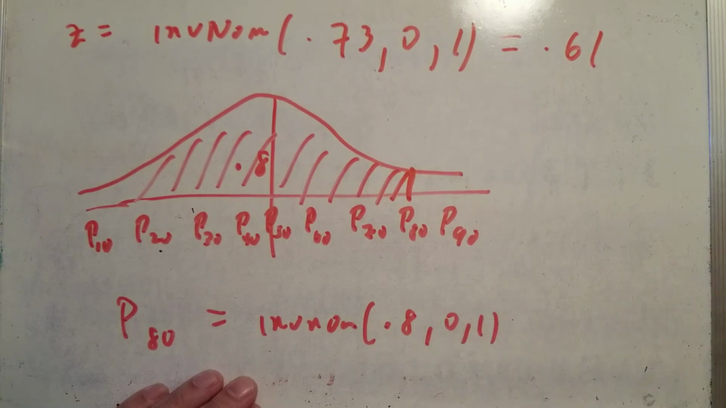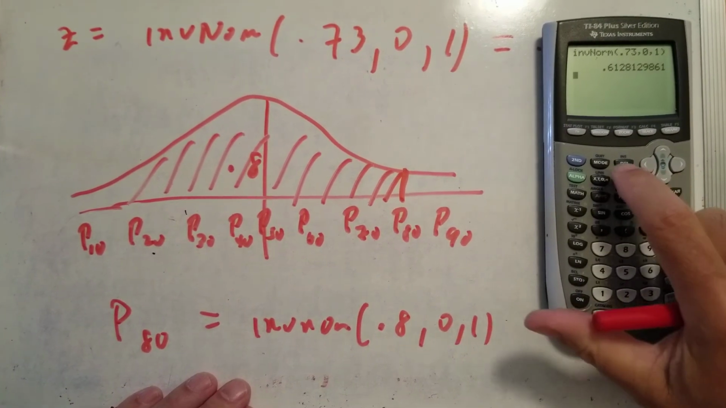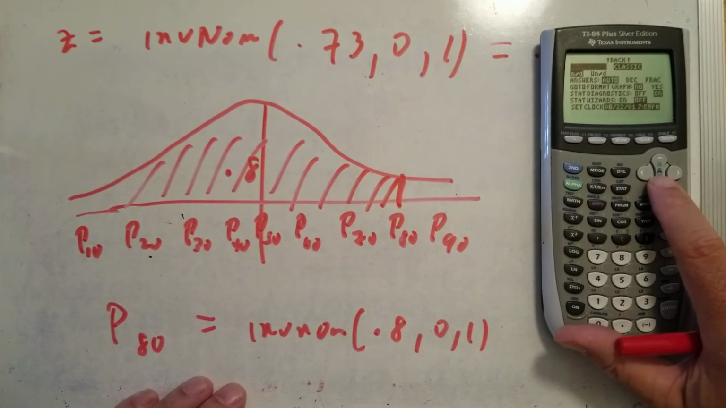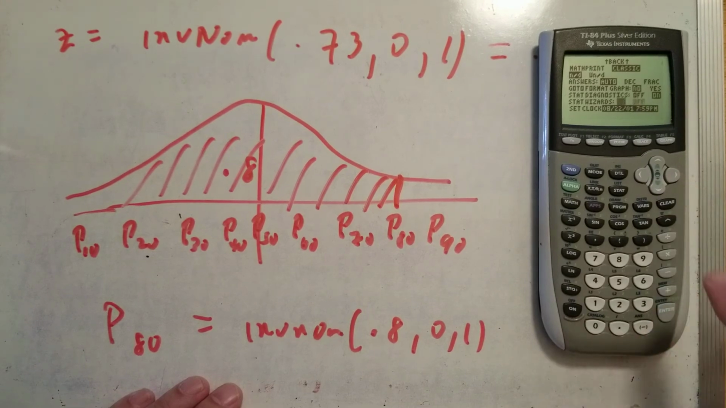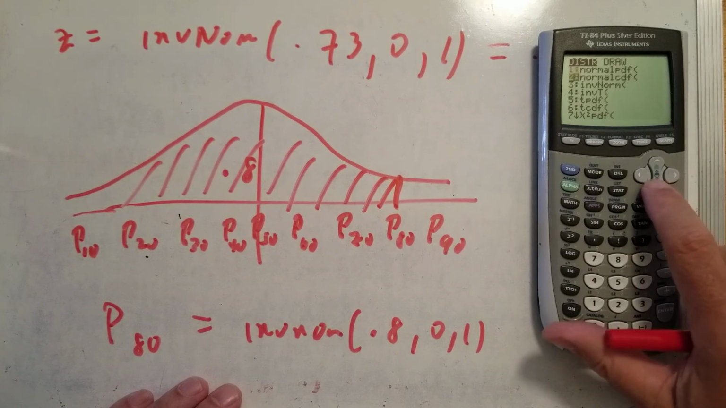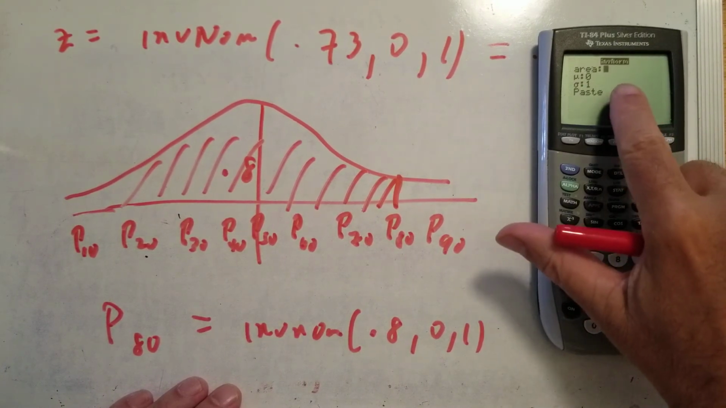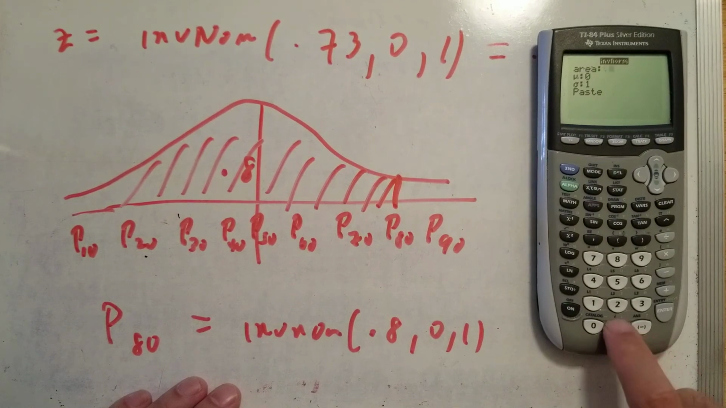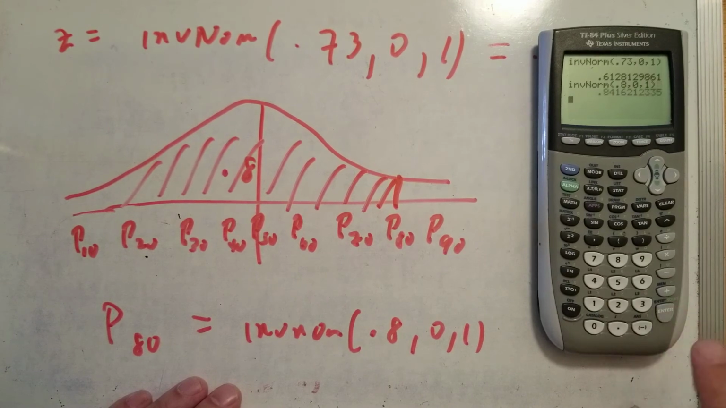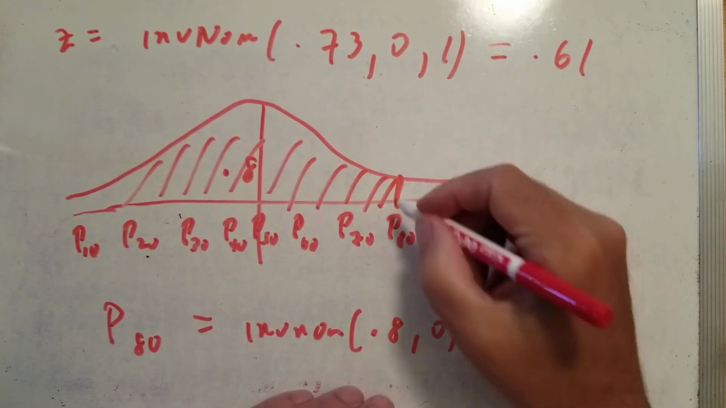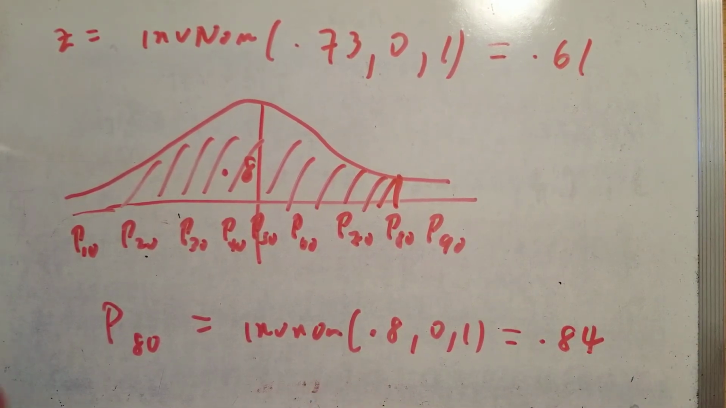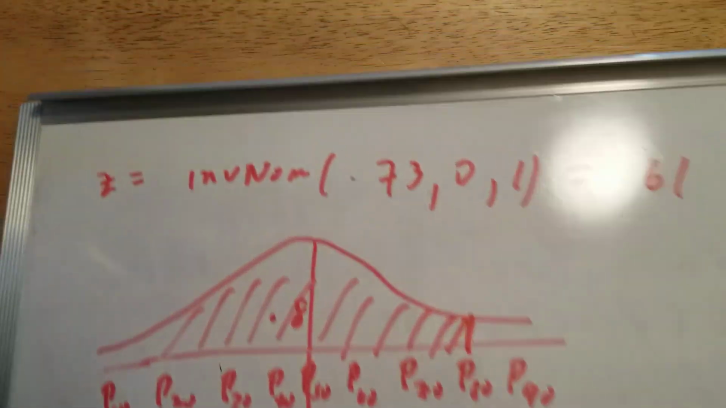I think I'm going to turn the stat wizard on now so you can see how that works. Mode, turn the stat wizard back on. Get out of there. So now I'm going InvNorm. And notice it's going to give me a menu now. The area is the area to the left. This is 0.8 and it defaults to the standard normal. And when I go paste, it comes out 0.84. So this value along the x-axis is 0.84. And that would be the 80th percentile of the standard normal.